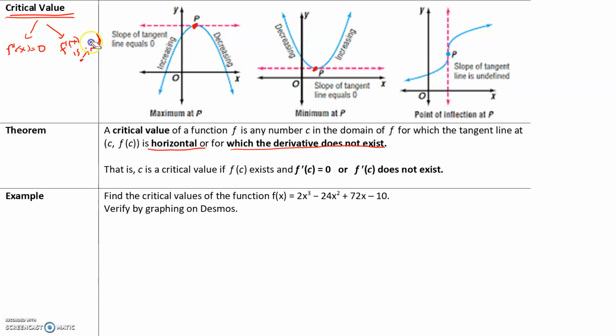So whenever, and I'm going to keep coming back to this over and over again, the critical value occurs two different ways. One, if the derivative is equal to 0, and two, if the derivative is undefined. If the derivative is undefined, it kind of looks like that.